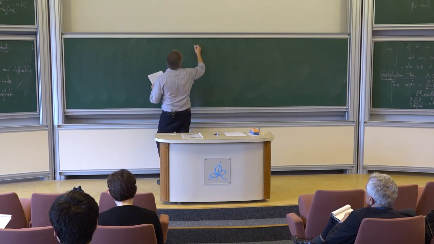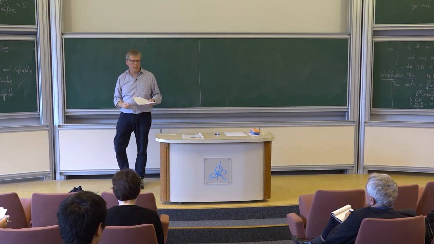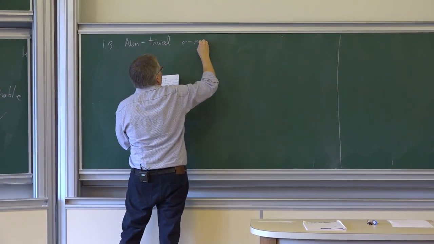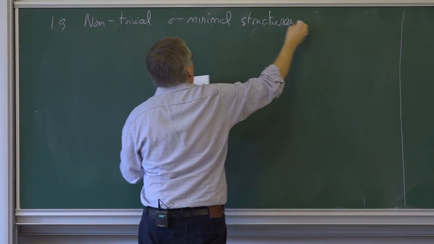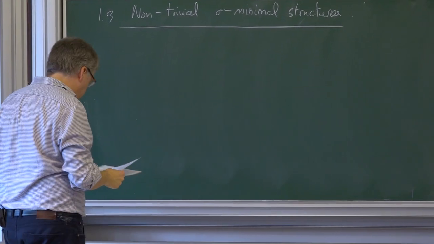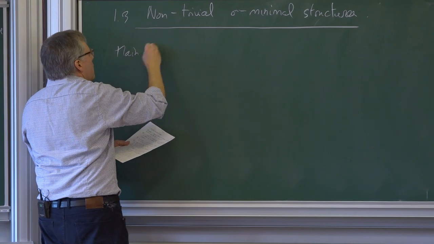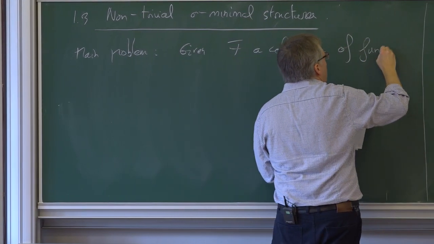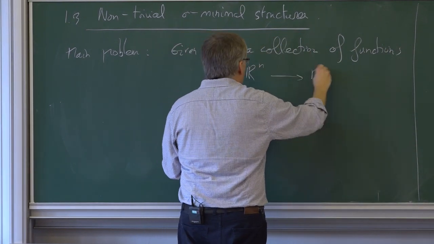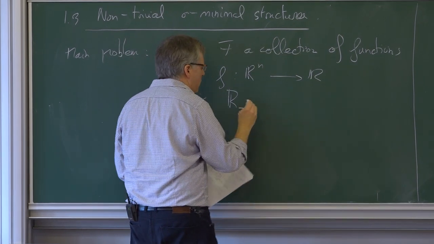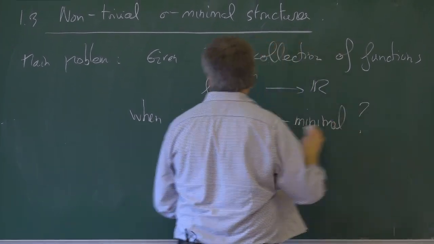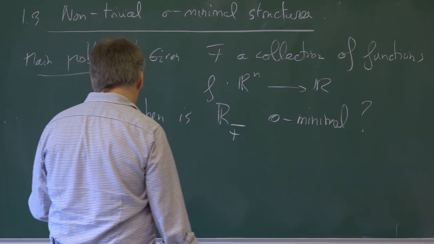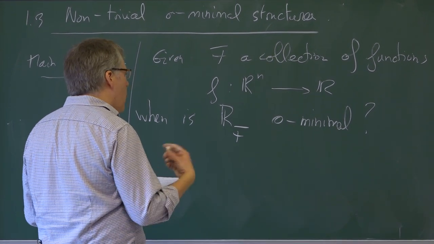Well, in some sense, it was already known at the time that there are all other kinds of tame geometries, for instance, subanalytic sets. So let me say a few words about that. So the main problem is, given F a collection of functions, when is the structure R_F o-minimal? It's clear that if F contains a sine function, then this will not work. But we'll just give a criterion. I will not say much, but most proofs work like this.